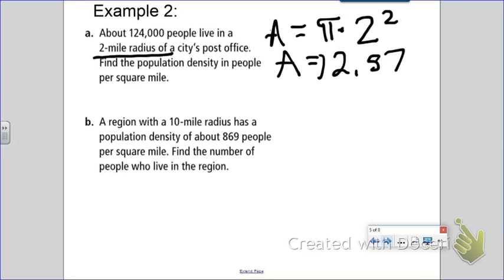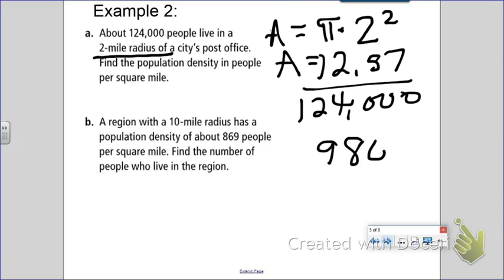So if we take and divide 124,000 by our 12.57, that tells us that in each square mile we have approximately 9,864.7, so we'll say 9,865 people per square mile.